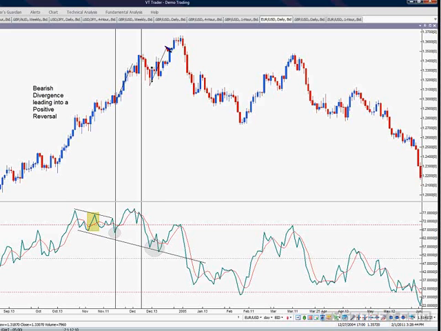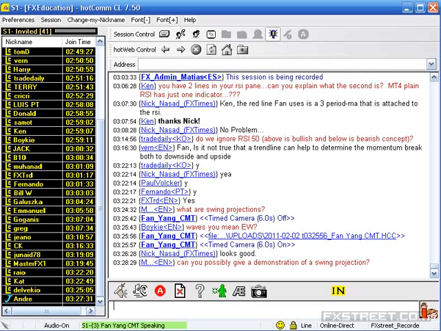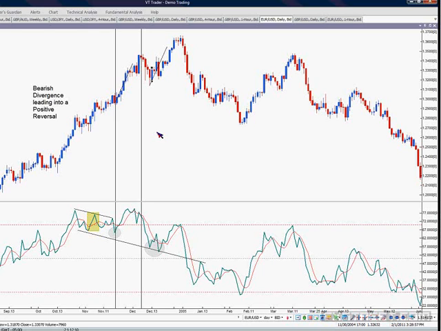I can't see the full name here, but I hope that answered your question as far as how to do the swing projection for your positive and negative reversal signal. Okay, let's keep moving.